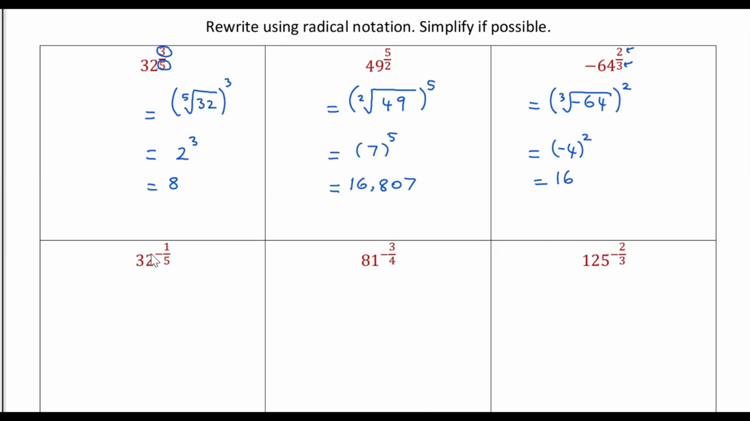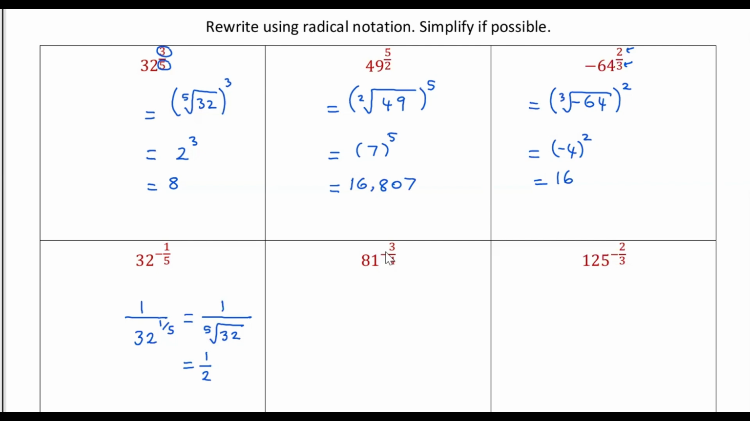Let's look at the next example where we have a negative in the exponent. When we have a negative in the exponent, we just take the reciprocal of the base. So we can put 32 in the denominator and change the exponent to positive. So this is going to be 1 over 32 to the power 1 over 5. 32 to the power 1 over 5 is equal to the fifth root of 32, which is equal to 2. So the answer will be 1 over 2.